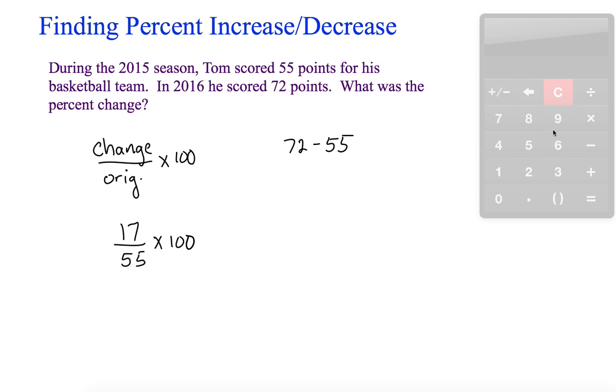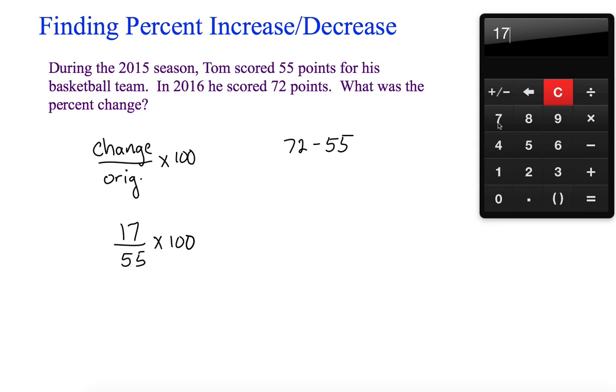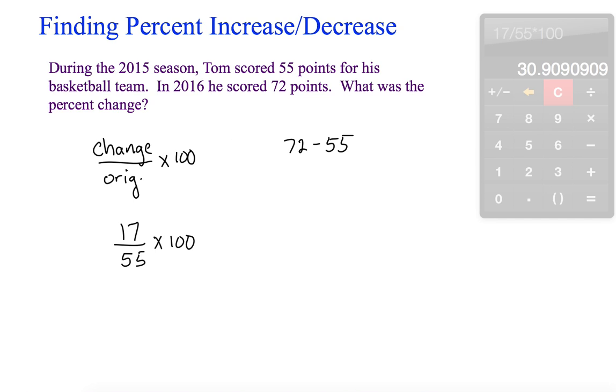So let's go ahead and do that. Let's do 17 divided by 55. That equals this. Then we multiply that by 100, and we get 30.9%. So let's go ahead and write that as 31%. If we round it to the nearest percent, that's going to be 31%. All right, and that's how we find the percent increase or decrease.